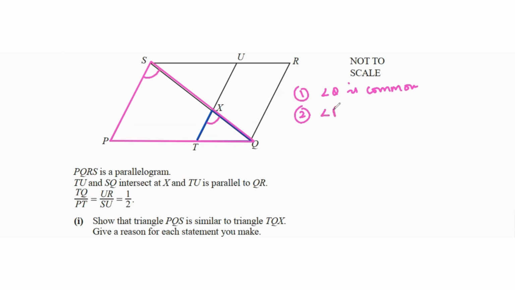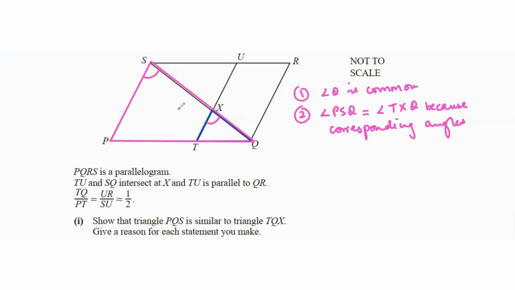So angle PSQ is equal to angle TXQ because corresponding angles. Whenever we have parallel lines, just refresh all of your angle properties in parallel lines and try to see which one matches with the given information.